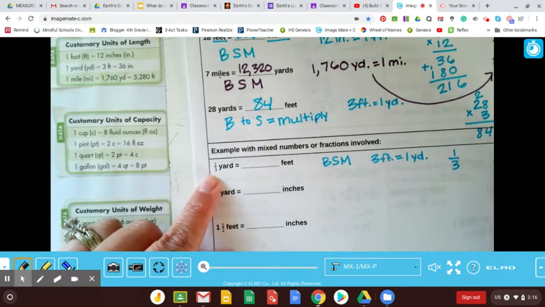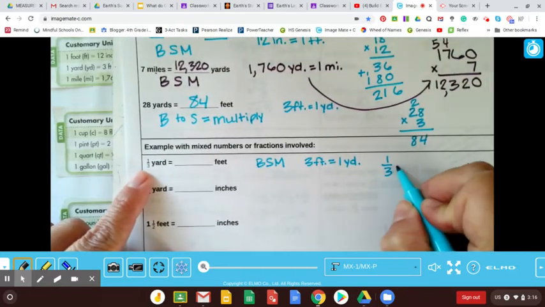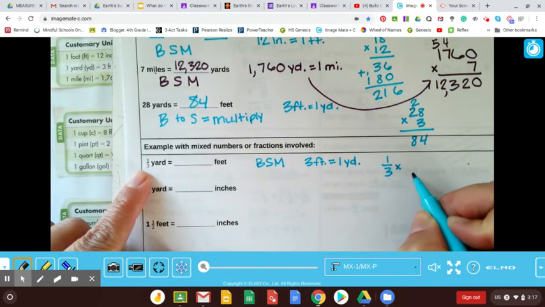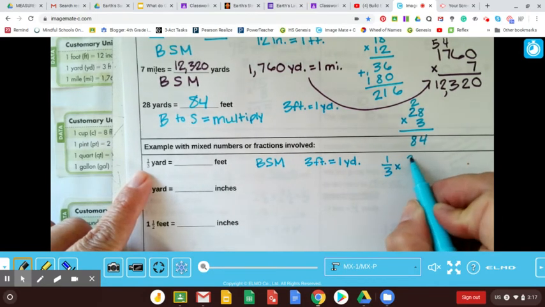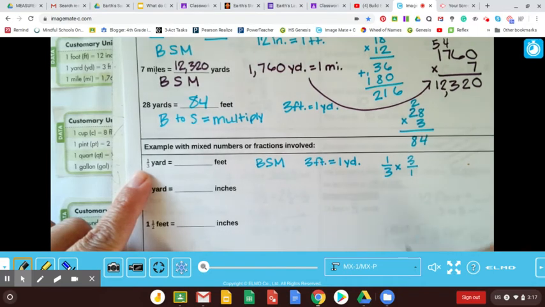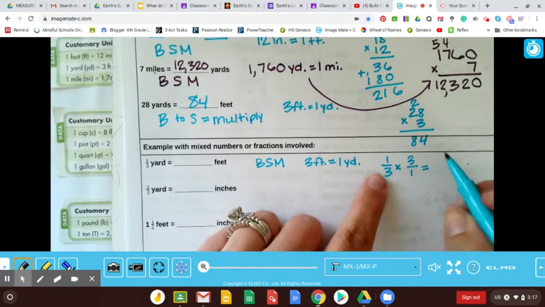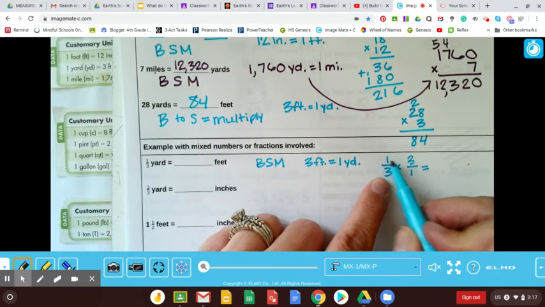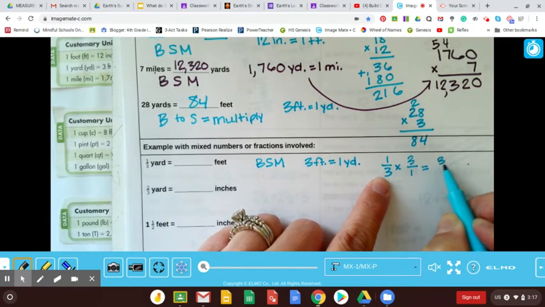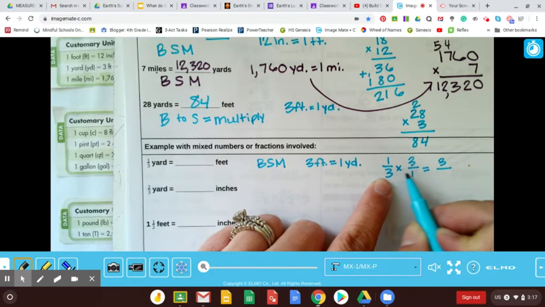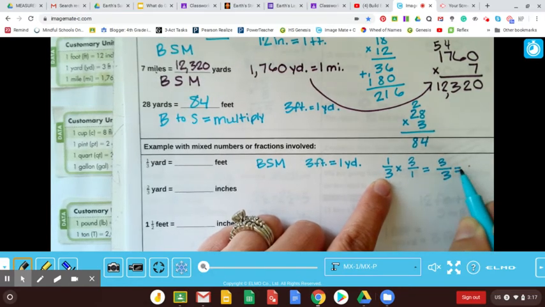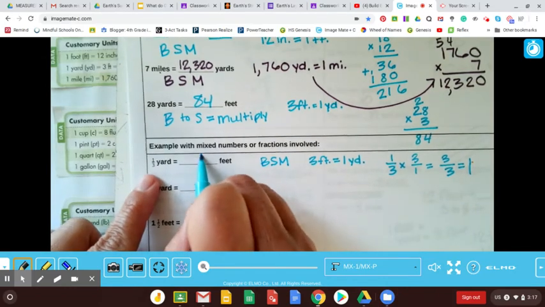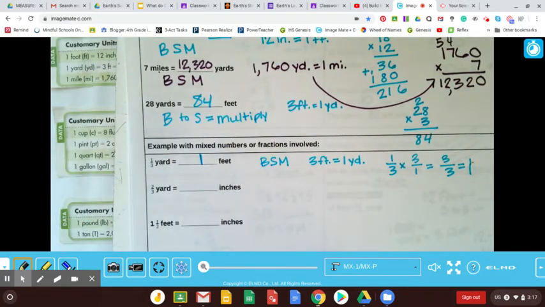And let's do it over here. 1/3 times 3. Now remember, if it's a whole number, then you better put a 1 under it. Right? Remember that, guys? So we'll put a 1 under it. And now we're going to multiply. Top times top over bottom times bottom. So 1 times 3 is 3. 3 times 1 is 3. And 3 over 3 is 1 whole. So 1/3 of a yard is 1 foot.